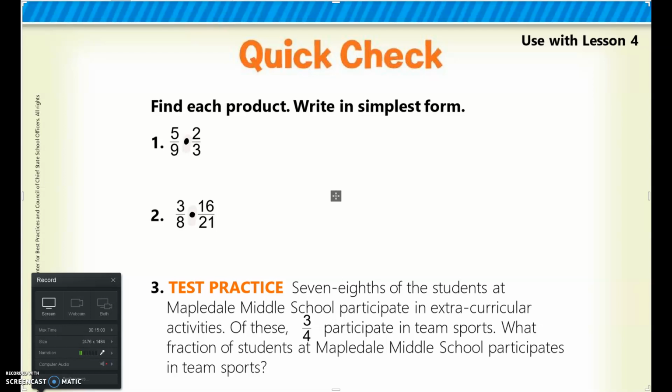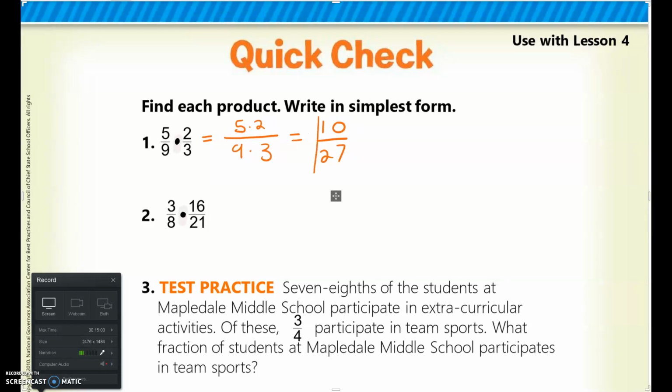Okay, now that you've done the problems, we are going to just go through them. So multiplication, pretty straightforward. We just multiply numerators, multiply denominators. So here we're doing 5 times 2. Here we're doing 9 times 3. 5 times 2 on the top gives me 10. 9 times 3 on the bottom gives me 27. And these can't be simplified. Neither of these have a common factor, so we just are done.